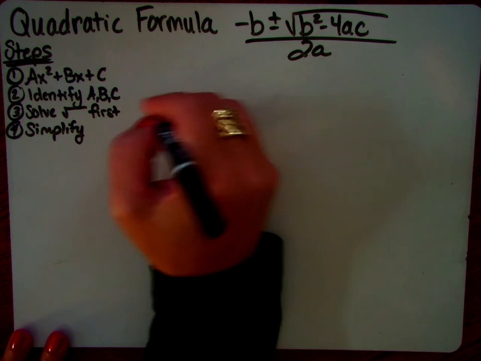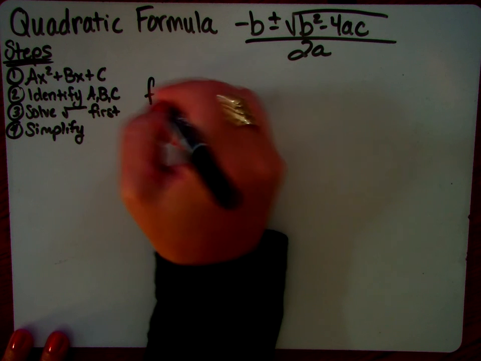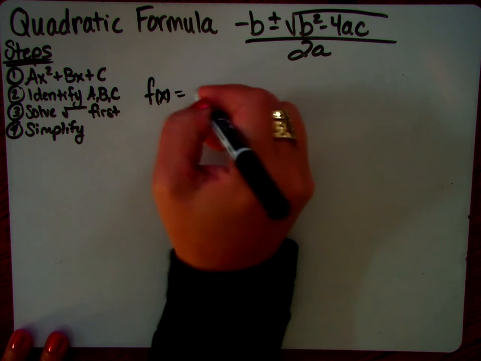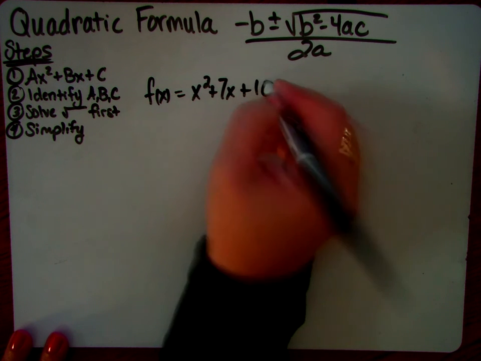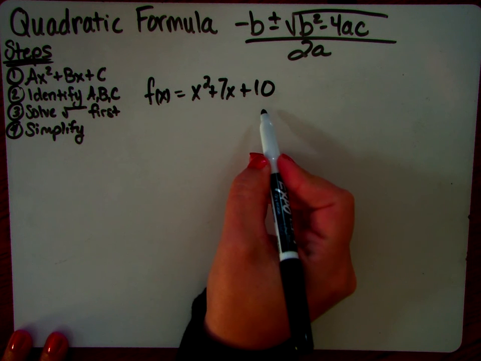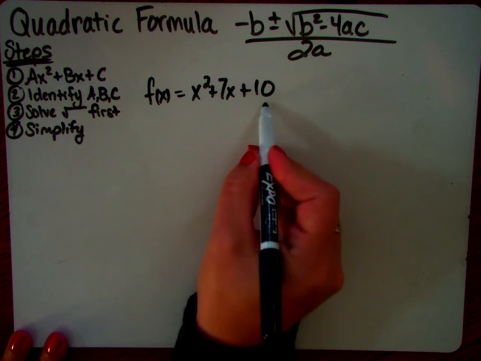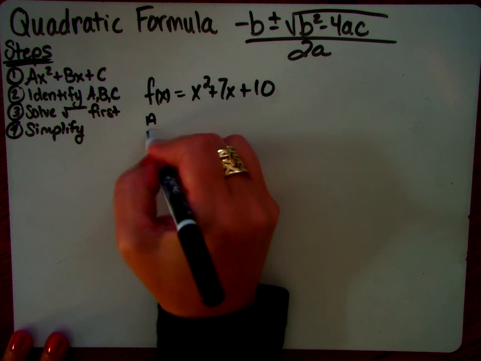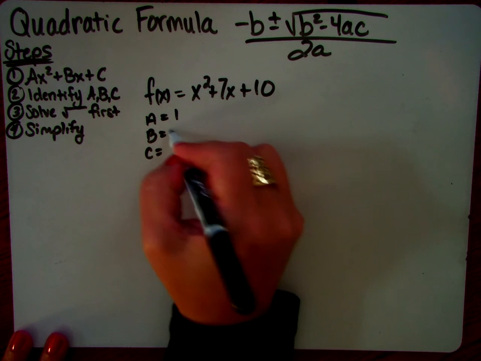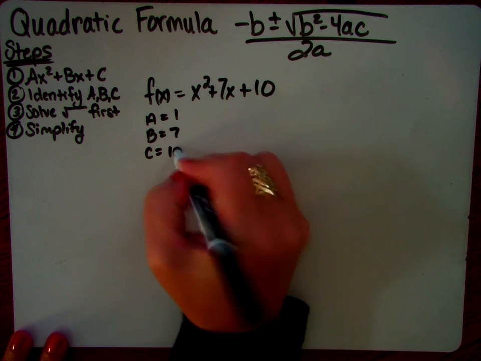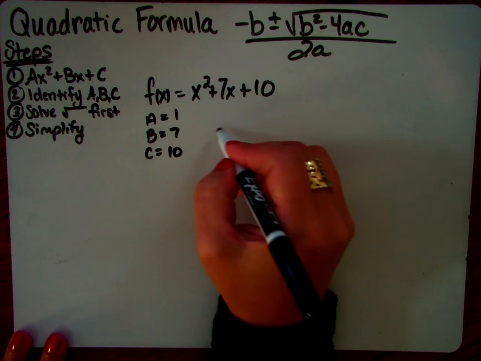So our first example I wanted to go through is f of x is equal to x squared plus 7x plus 10. Is it in standard form? It is. Decreasing exponents. Now you can identify your A, B, and C. A is 1, B is 7, C is 10. Okay? So now we're just going to plug everything in.